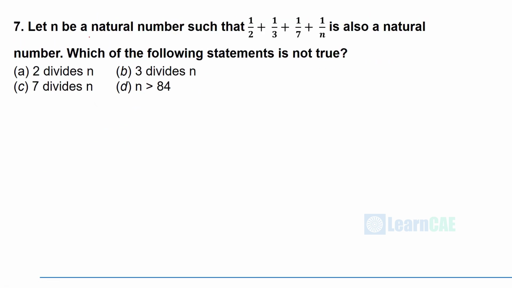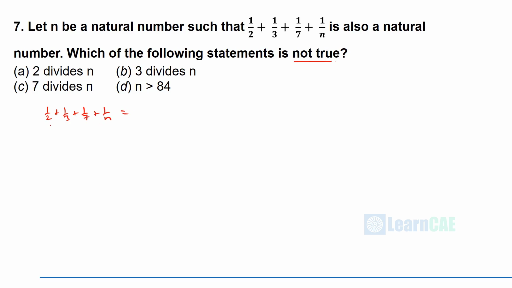Next question. Let n be a natural number such that 1 by 2 plus 1 by 3 plus 1 by 7 plus 1 by n is also a natural number. Which of the following statements is not true? Okay. Let us write the given expression. 1 by 2 plus 1 by 3 plus 1 by 7 plus 1 by n.